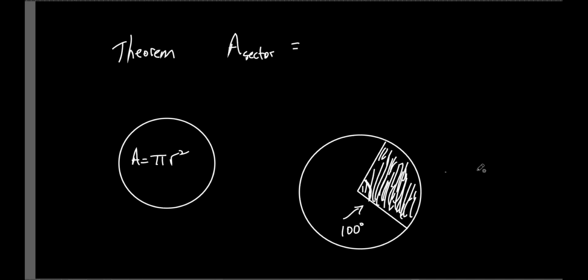It's just part of the whole circle. How much of the whole circle is that shaded-in part? It's 100 degrees out of what? Out of 360 degrees. Would you agree? All right, and then what would you do? Pi r squared. Everybody with me?